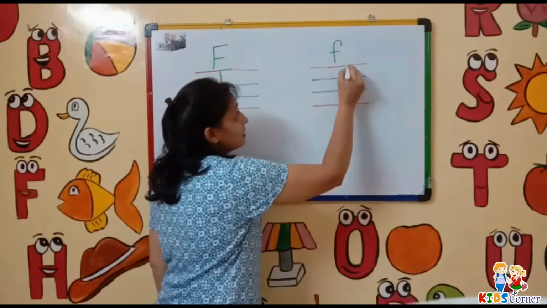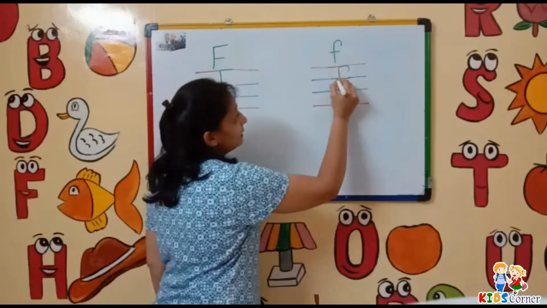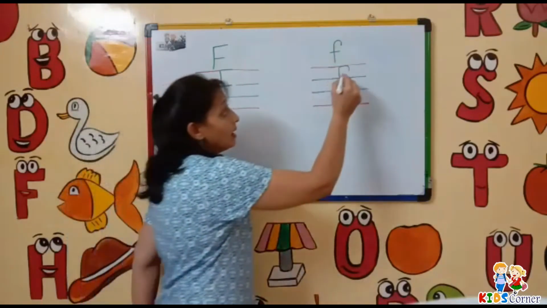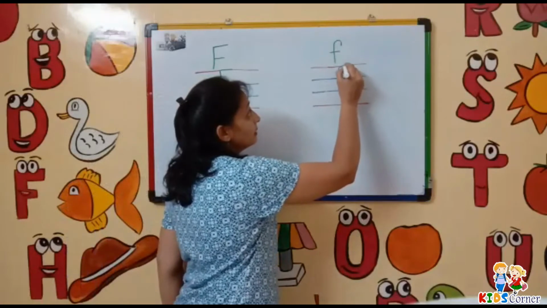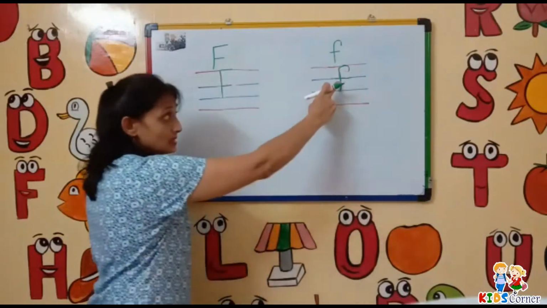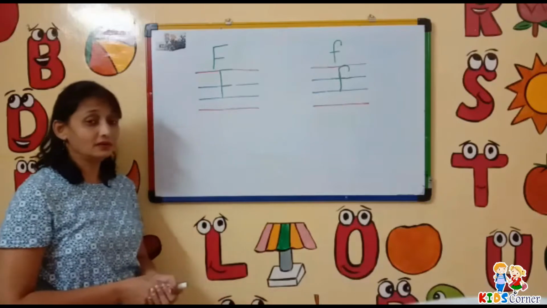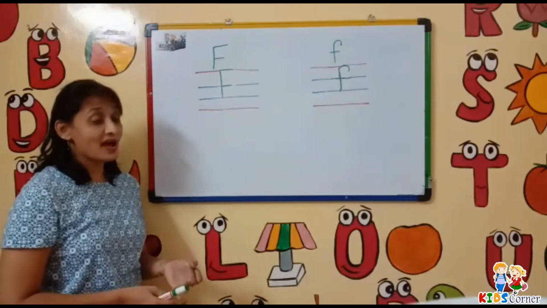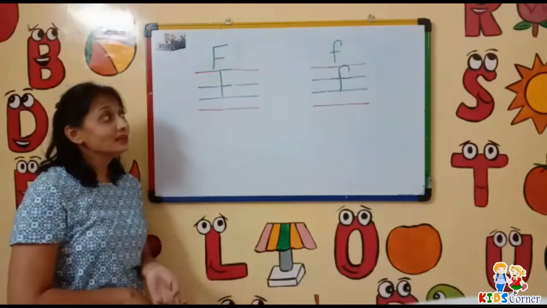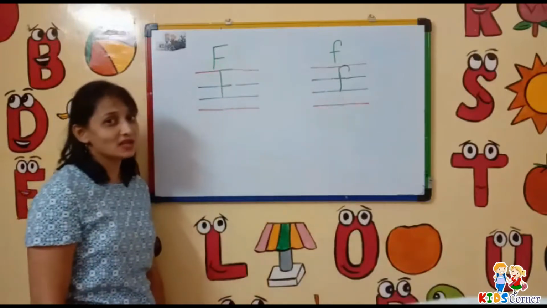We'll make a curve, standing line and a small slipping line in the blue line. This is small f. A curve, standing line and a slipping line. This is small f. Do you all know what F stands for? F stands for frog, F stands for fan and F stands for fish. So please do this homework at your home and send it to us.